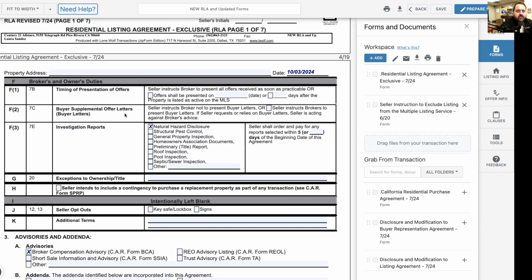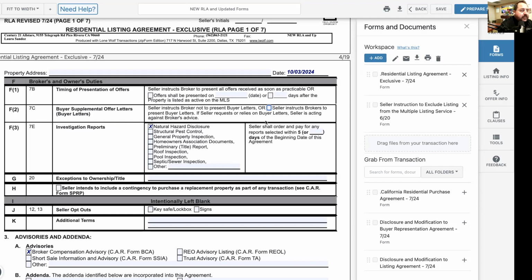But if the seller says, no, I'd love to see those letters, if a buyer is taking the time to write a letter and explain to me why they want my house and love my house, great. If that's the case, then you would have to check this box. Seller instructs broker to present buyer's letter. If seller requests or relies on buyer letters, seller is acting against broker's advice. So they can make that choice on whether they want them or not.